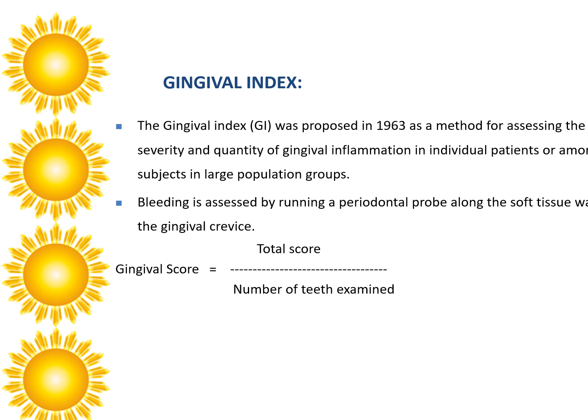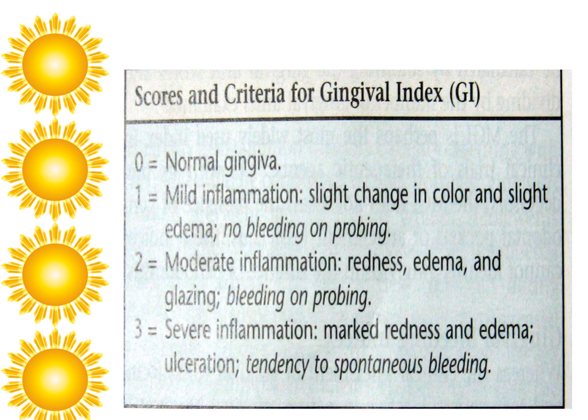And how do you assess bleeding in this? Bleeding is assessed by running a periodontal probe along the soft tissue wall of the gingival crevice. And the gingival score is total score divided by number of teeth. And this is the scoring criteria for gingival index: 0 is normal gingiva, 1 is mild inflammation, 2 is moderate inflammation, and 3 is severe.